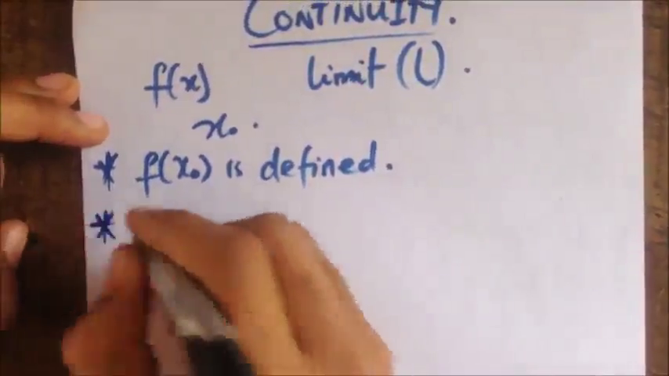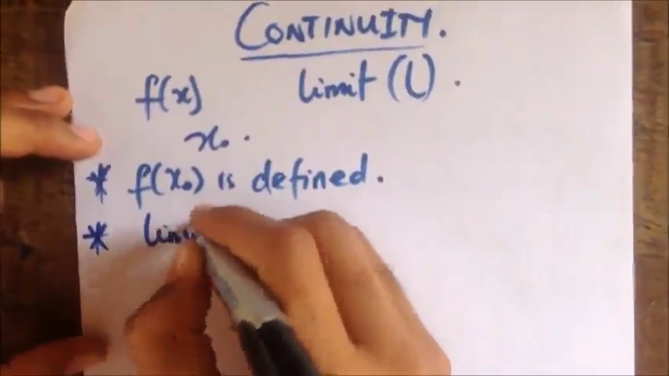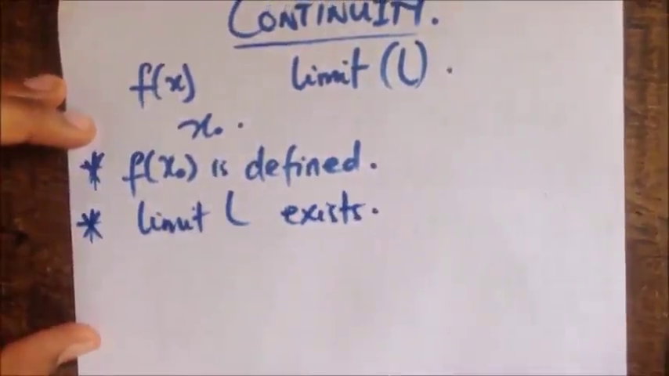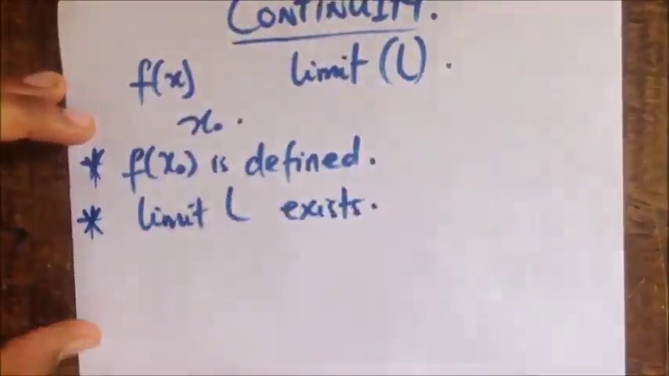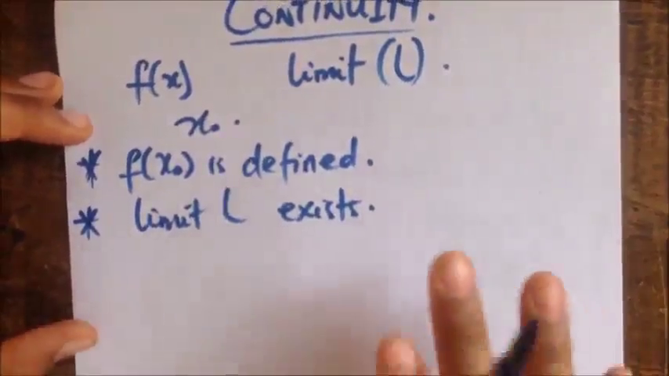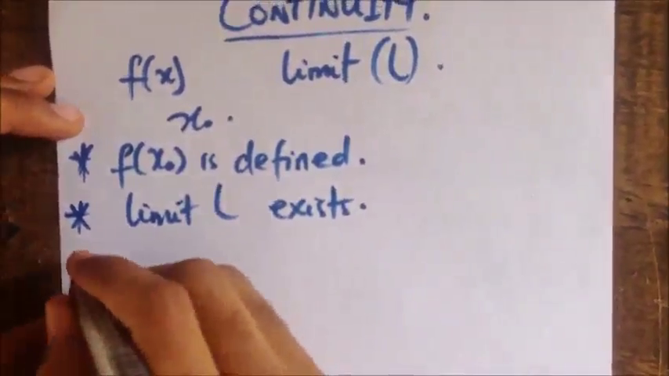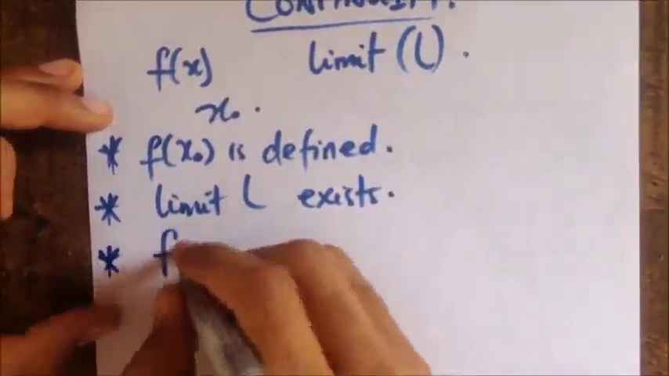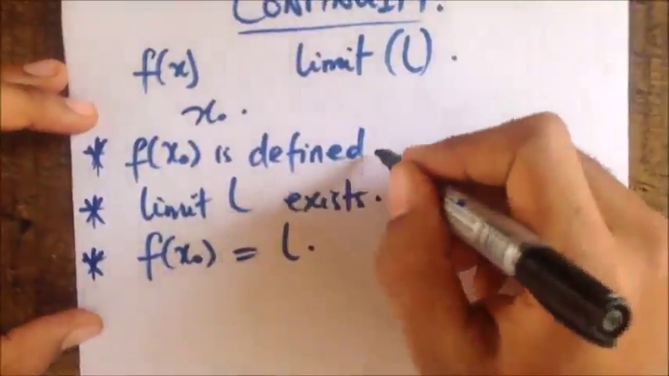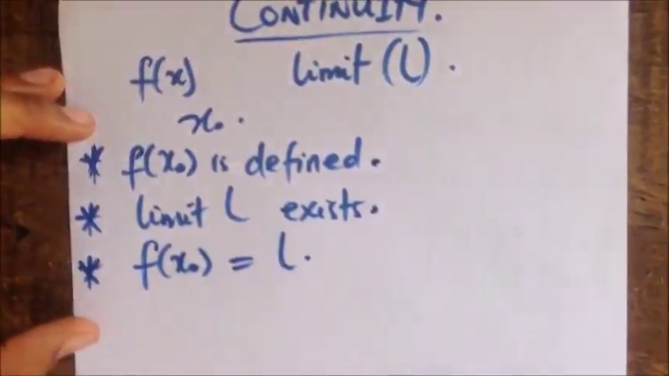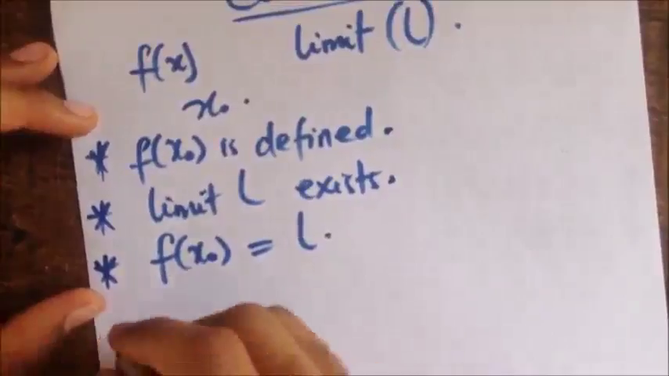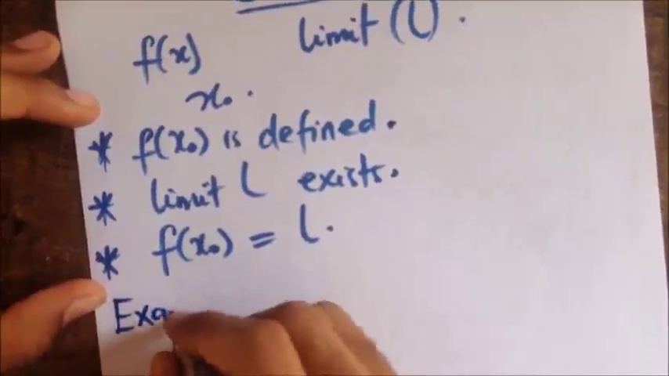Next, my limit L exists. We can look at it several ways. We can say, maybe my right hand limit is equal to my left hand limit, or my limit just plain exists. Let's leave it at that for now. Then the third condition is f of x0 is equal to my limit, meaning this value I get here is the same as this value I get when I calculate my limit. So I guess we look at a few examples to see how this pans out.